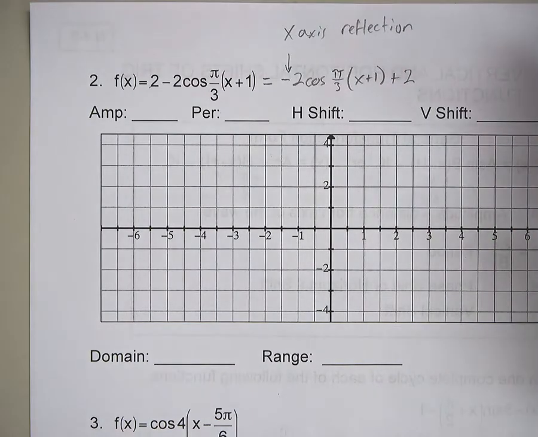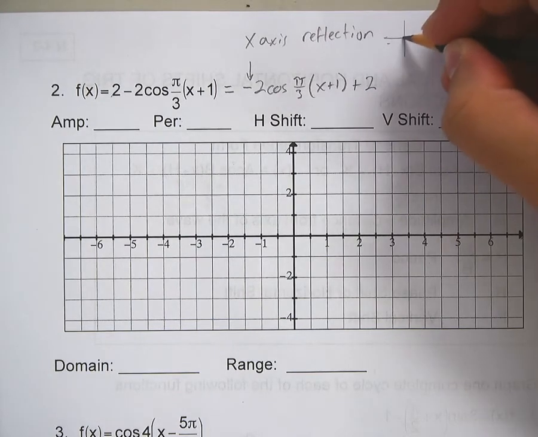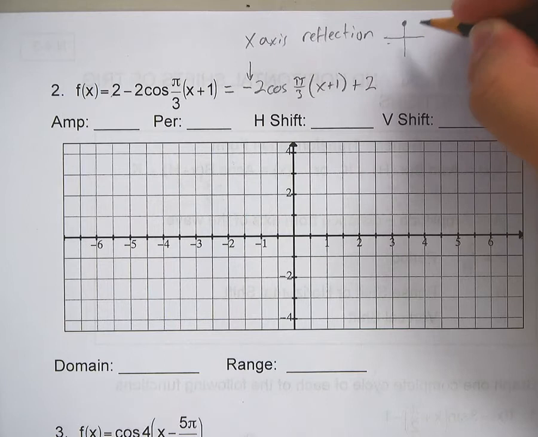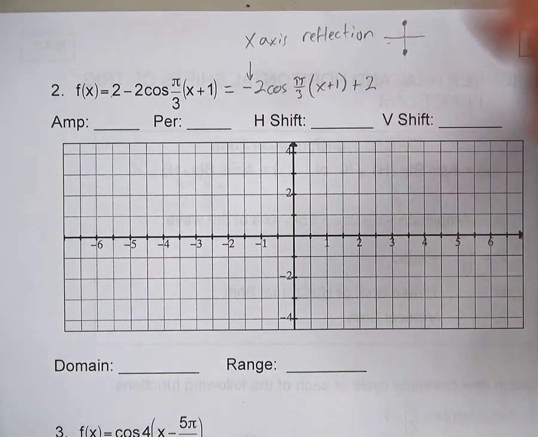Okay. Now here's what that means. Originally, cosine when x was 0, originally cosine started up here at positive 1. Well, now, because it's a negative value in front of cosine, it's going to be down here. So it's going to take the cosine and flip it upside down.